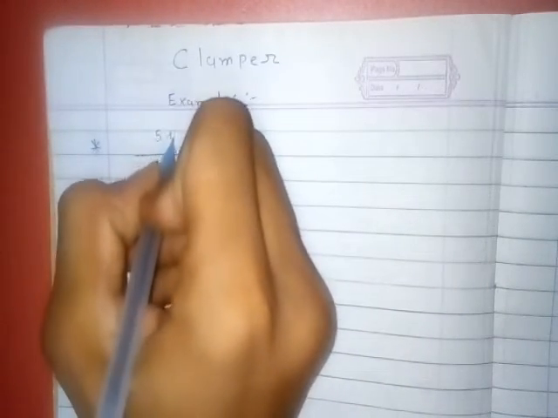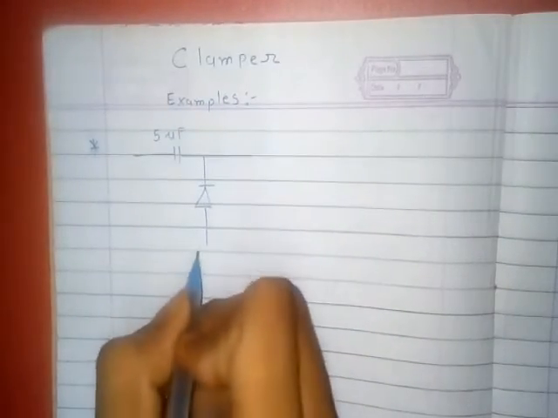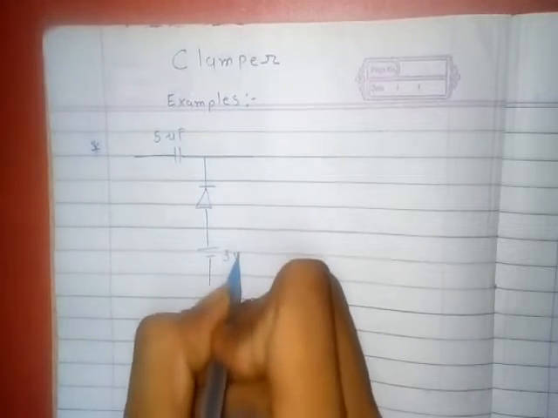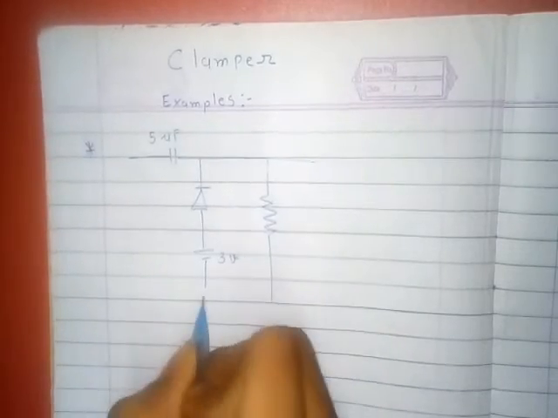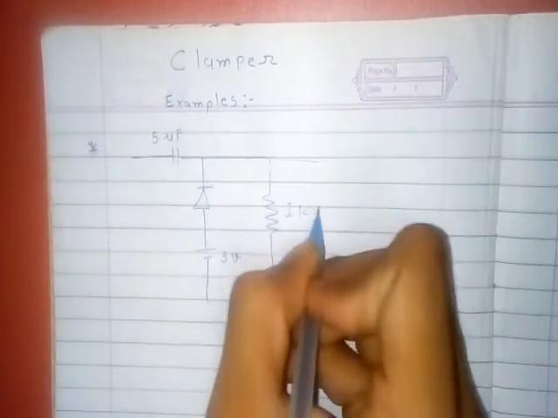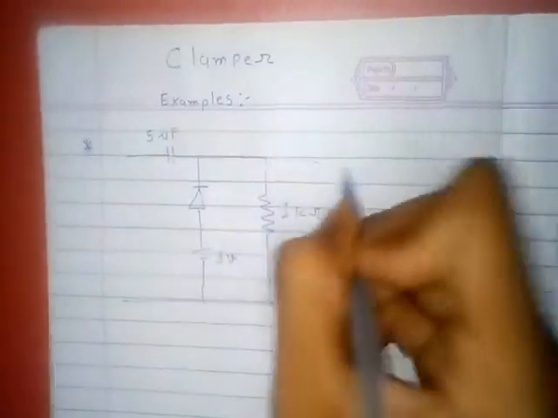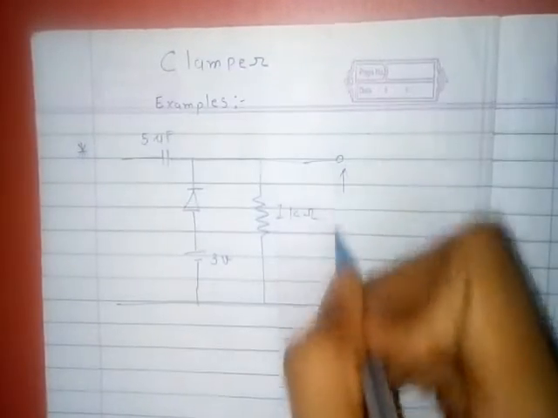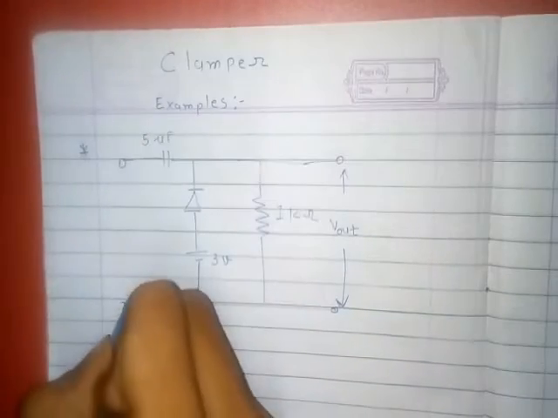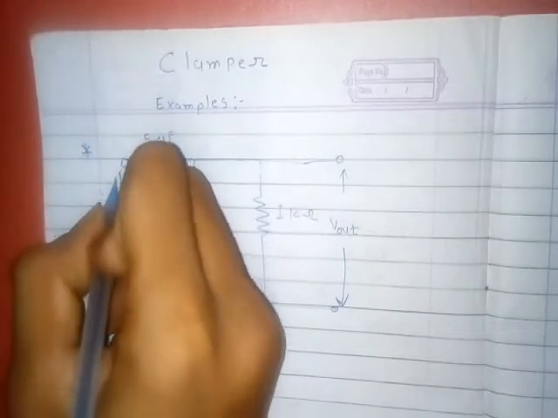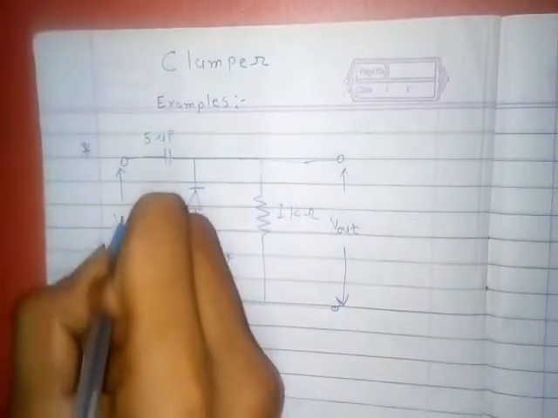Now start with the example, and this is a simple figure that I take here. This is the diode, this is a capacitor of 5 microfarad. This is a diode in series with a 3 volt battery. A resistance is in parallel with this, that is 1 kilo ohm. This is V output, and here V input.